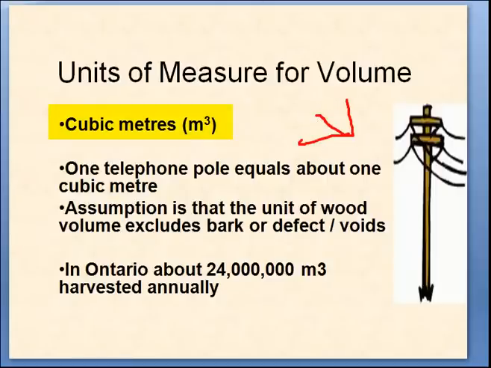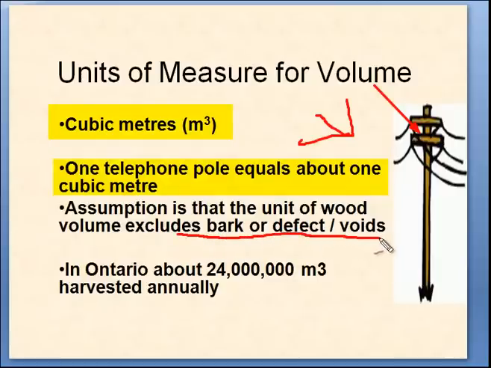But we talk about that in forestry all the time, so let's think about it this way. 1 meter cubed is roughly the amount of wood you would find in one telephone pole. And so when we talk about volume of wood, it's always important to remember that when we talk meters cubed, we're talking about solid wood, excluding bark, excluding defect.